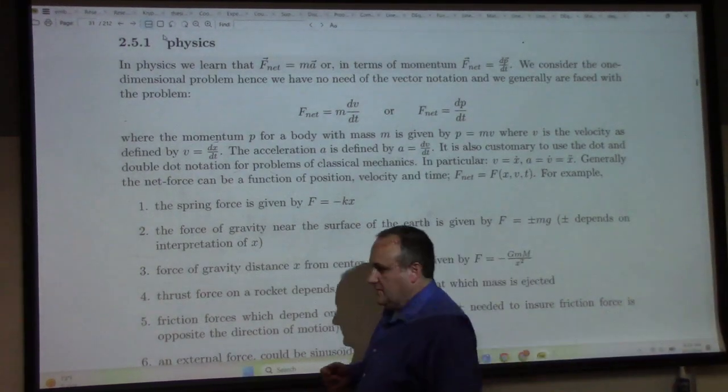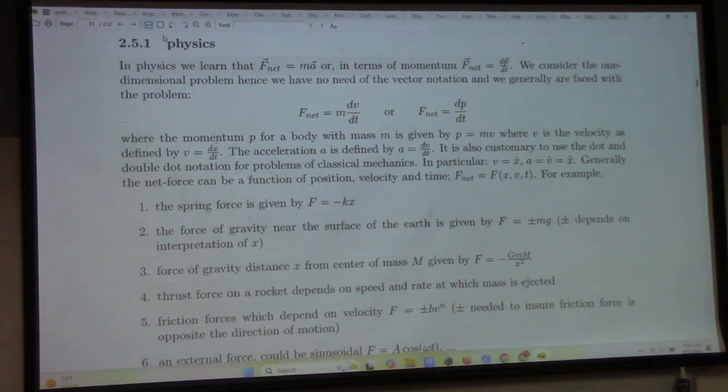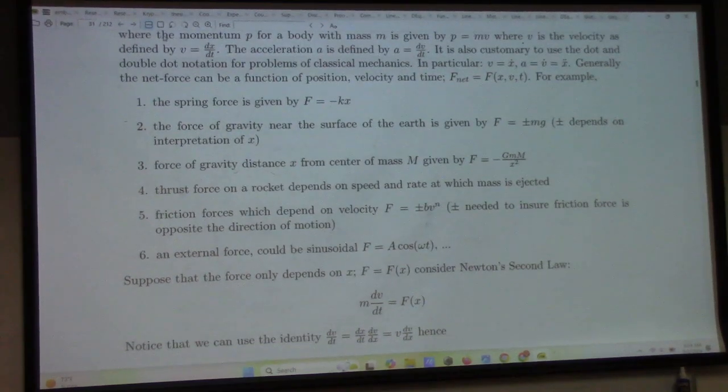A thrust force on a rocket, right? That's a problem where the mass is variable. That kind of problem maybe you didn't solve in physics 1, unless you had Boudreaux, in which case you probably spent two weeks solving it, which is cool, which is awesome.